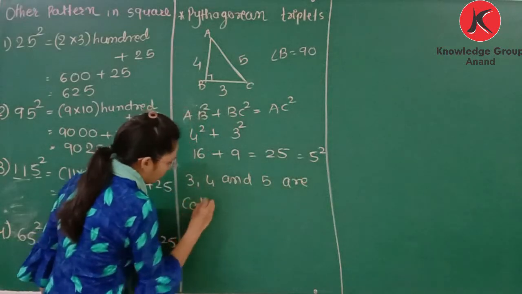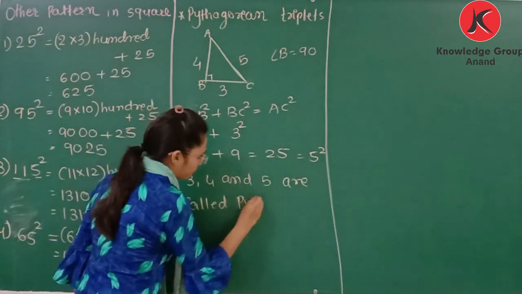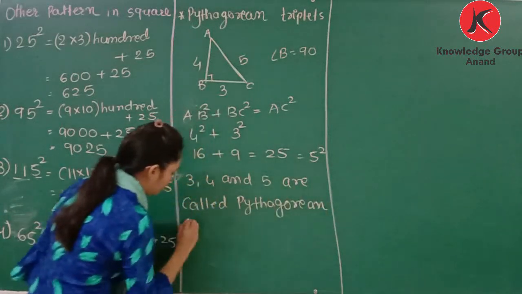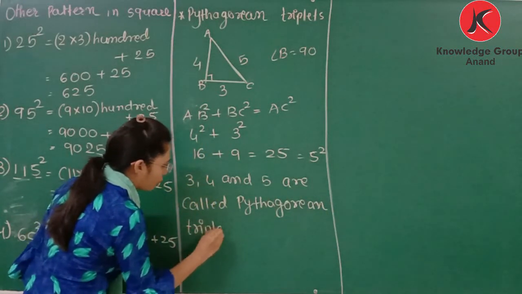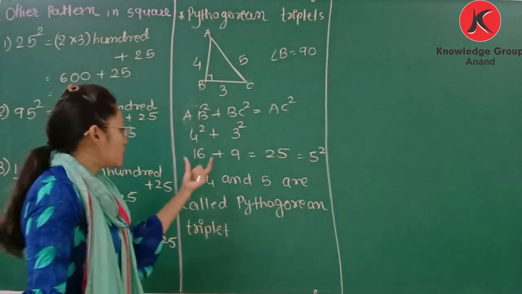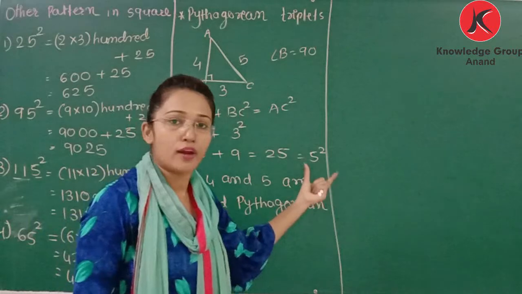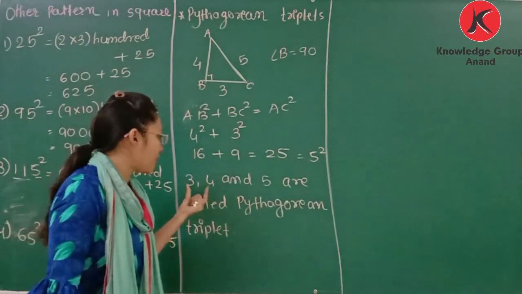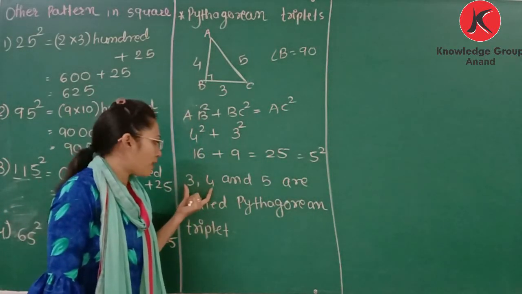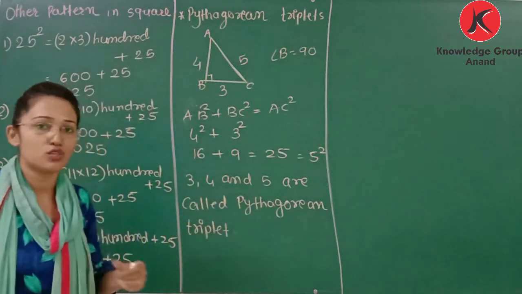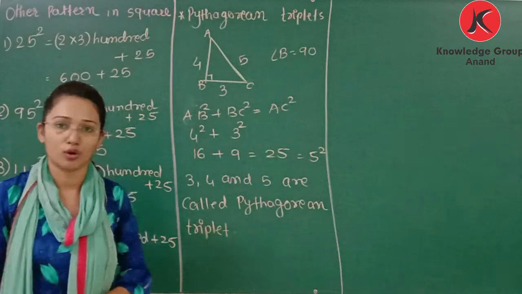are called Pythagorean triplet. Why? Because the sum of squares of two numbers is the square of the third number. In a triplet, if you take the square of any two numbers and add them, you get the square of the third number. That's why these three numbers are called Pythagorean triplet.